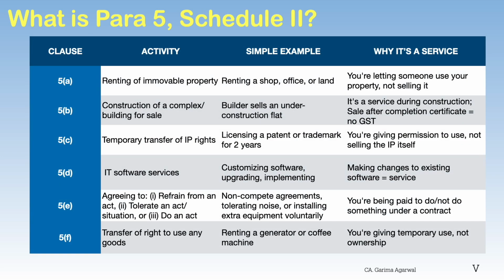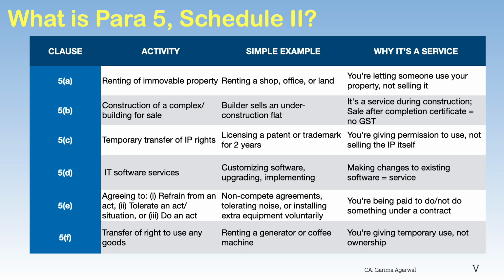Now let's discuss para 5 of Schedule 2. Para 5 basically lists 6 specific activities that are deemed supplies of services by law, even though they may not feel like traditional services. So let's discuss each of those one by one. Para 5A says renting of immovable property.